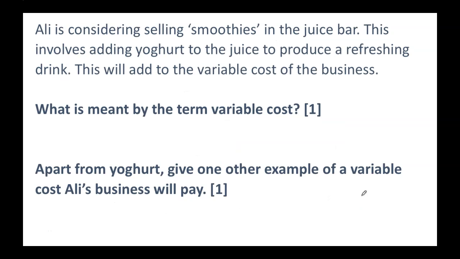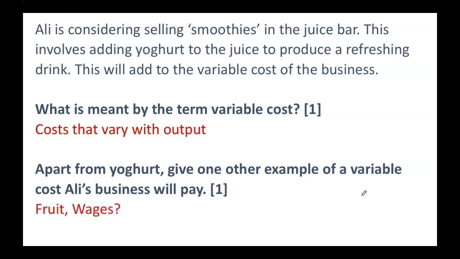Here is a nice case study about Ali, who has a juice bar and is thinking of making smoothies, and you'd have to add yogurt to the juice. So question, what is meant by the term variable costs? So these are costs that vary with output. Apart from yogurt, give one other example of a variable cost that Ali's business will have to pay.